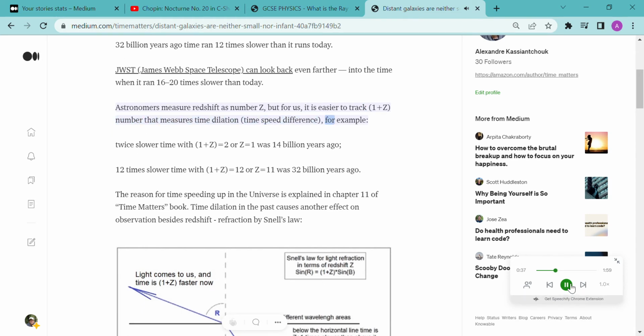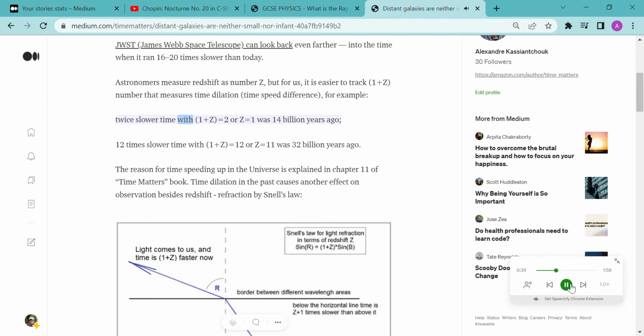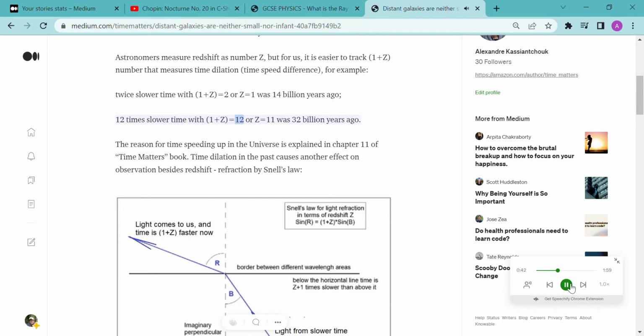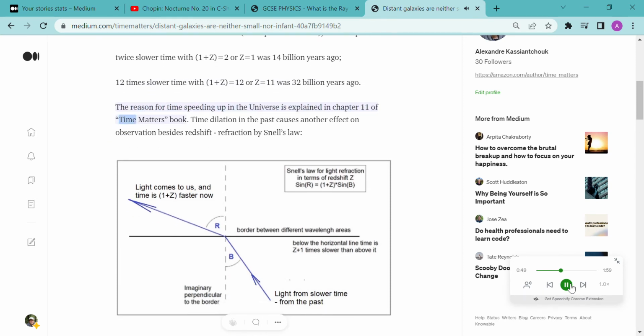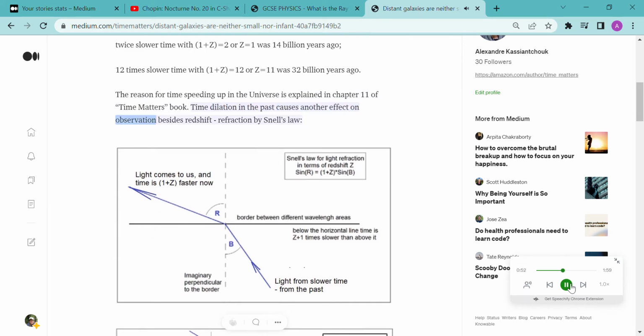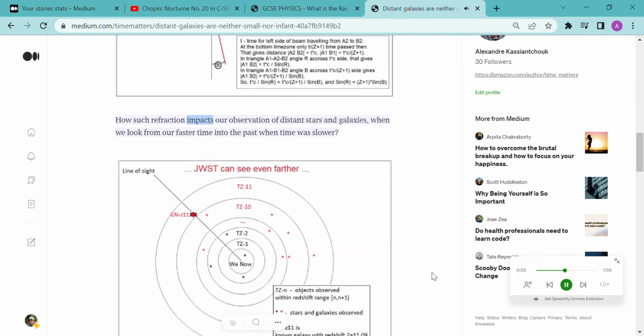For example, twice slower time with 1 plus z equals 2 or z equals 1 was 14 billion years ago. 12 times slower time with 1 plus z equals 12 or z equals 11 was 32 billion years ago. The reason for time speeding up in the universe is explained in Chapter 11 of Time Matters book. Time dilation in the past causes another effect on observation besides redshift, refraction by Snell's law. How such refraction impacts our observation of distant stars.